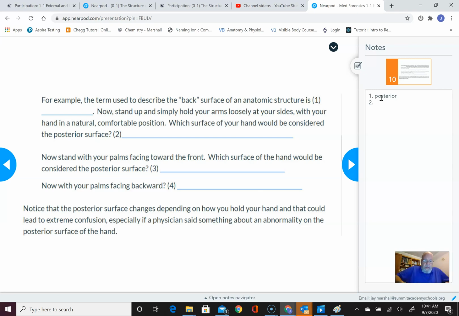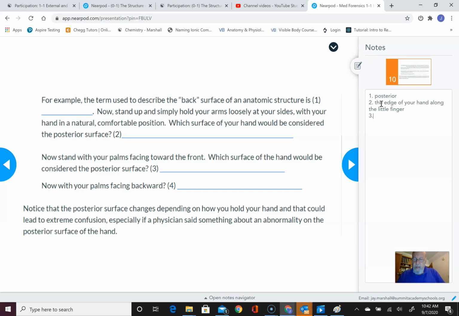And so if you stand up in a natural position, this surface of your hand right here is going to be the posterior surface. That's what's going to be facing backwards. So the edge of your hand along the little finger will be that surface.